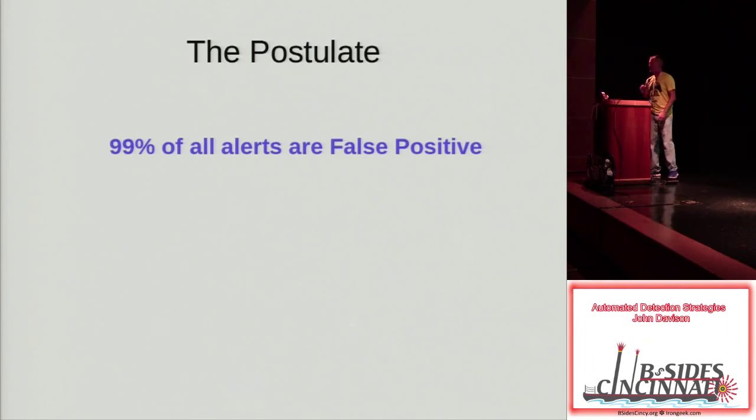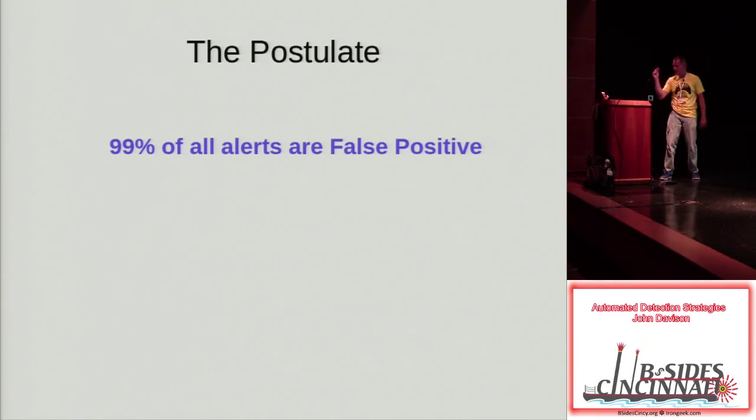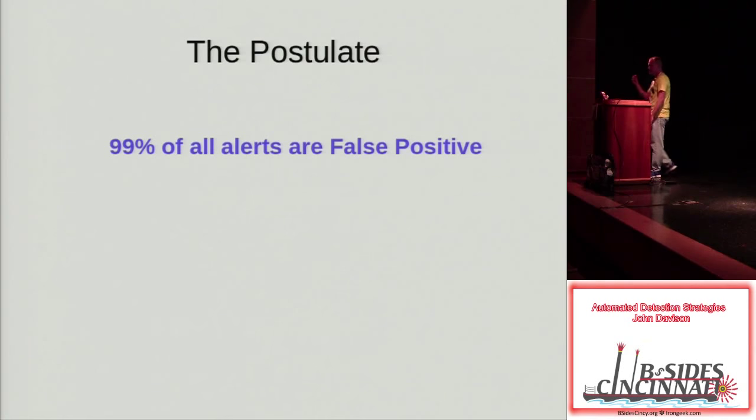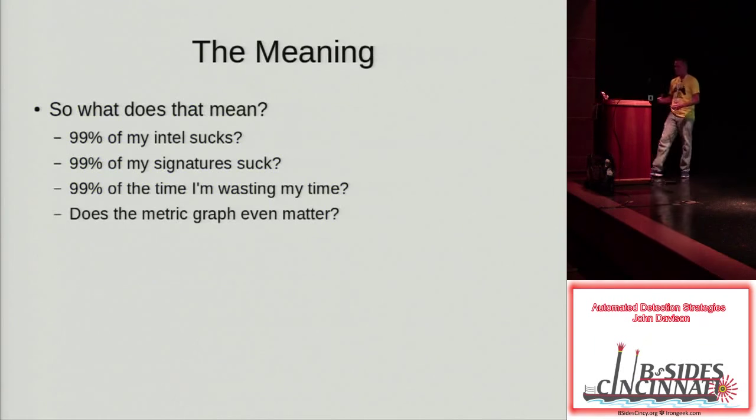What does that mean? If that's true, then I already know ahead of time, before I go to look at those alerts, that 99% of them are going to be false positive. When I'm looking at an alert, I know that I have a 99% probability that what I'm looking at, I'm probably not going to respond to. That's interesting. And when I realized that, and I accepted this as a postulate, I started changing my thinking about how I'm detecting. So, what does it really mean?